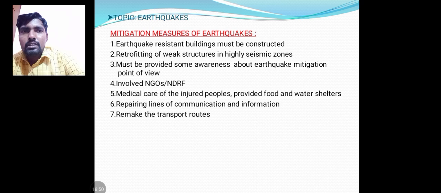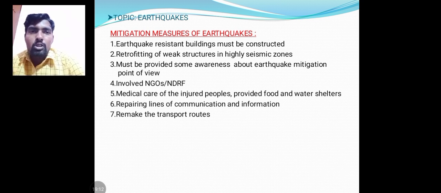Next, mitigation measures: earthquake-resistant buildings must be constructed, old buildings or weak structures must be retrofitted, and we must provide awareness programs on earthquake mitigation and involve the NDRF team and NGOs also. Medical care for injured people, local food, water and shelter as primary needs must be provided, and communication lines must be repaired and transportation routes rebuilt.